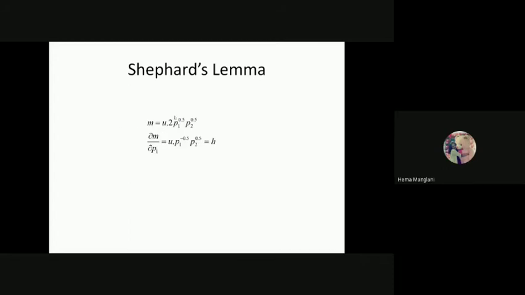So what we need to do is simply differentiate this M with respect to p1. So we got this value, the 0.5 will be multiplied by 2, this gives you 1. So p1 power would be minus 0.5, p2 power would be 0.5. It gives you the value of Shepard's lemma, or the compensated demand function. Clear?